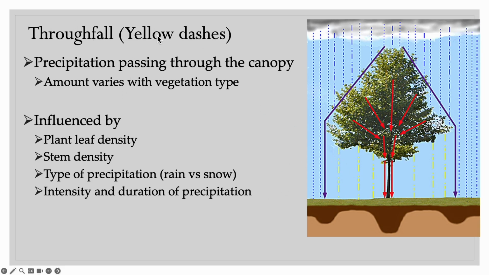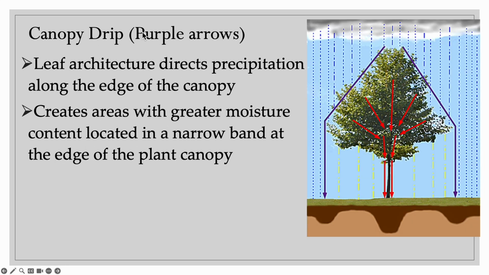So interception, we have stem flow, we have throughfall, and we have canopy drip. Canopy drip is what a little bit of it gets intercepted, but it also makes it onto the edge of that tree. And at the edge of the tree, that's about where the roots are going to be. So that rainfall that happens at the edge of that canopy is going to supply greater water to those tree roots.